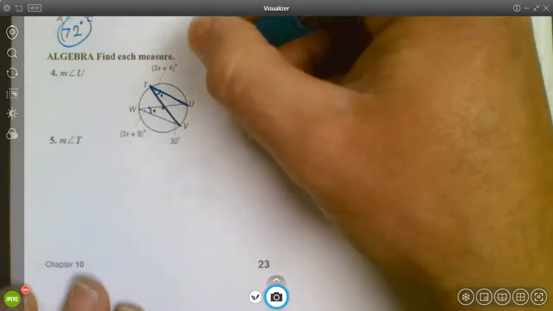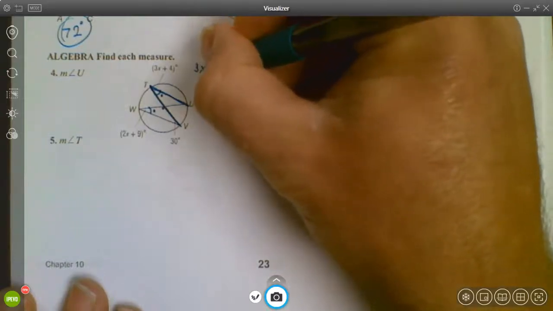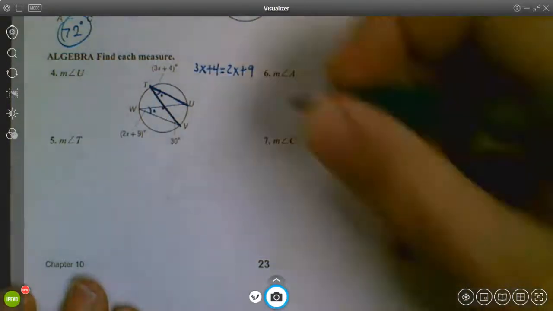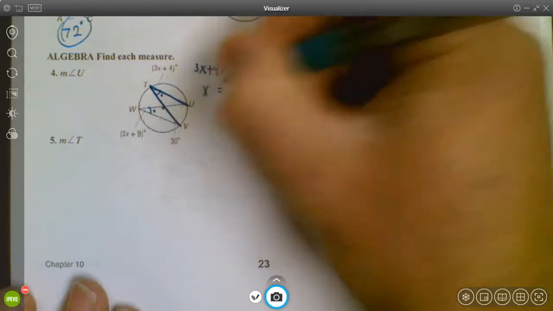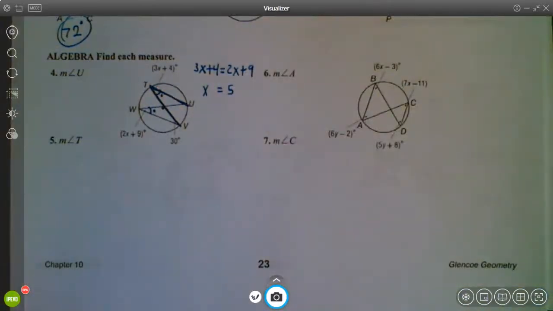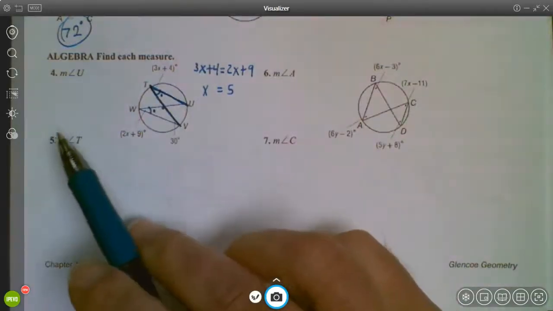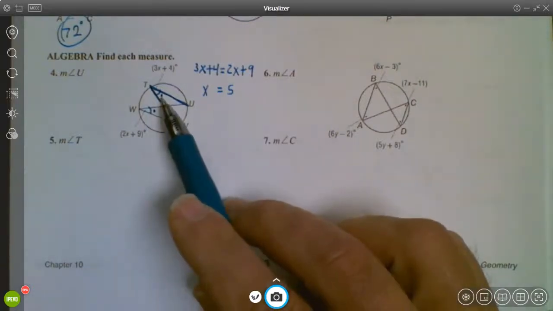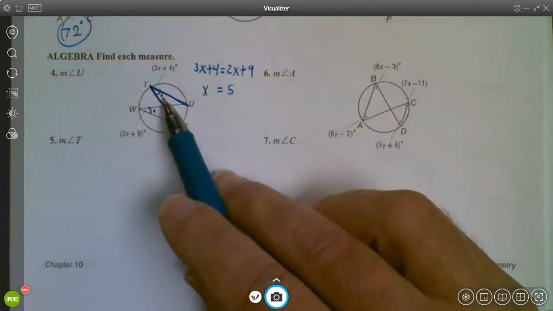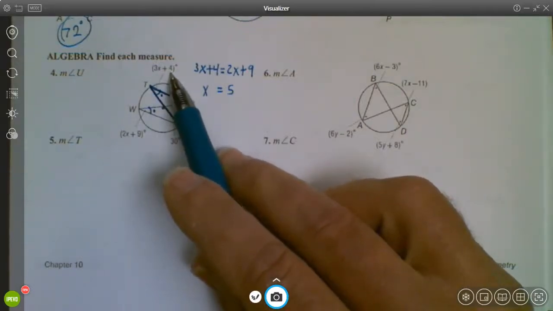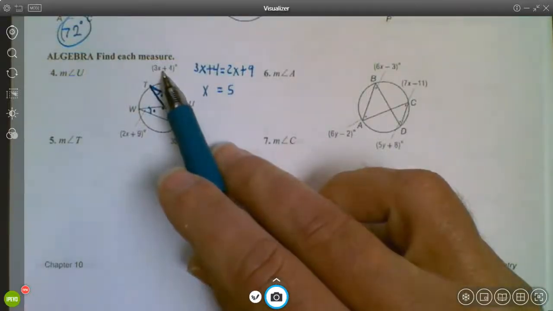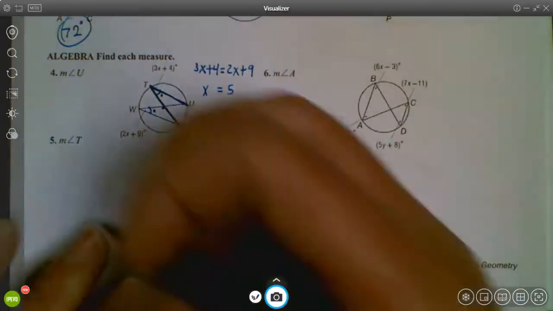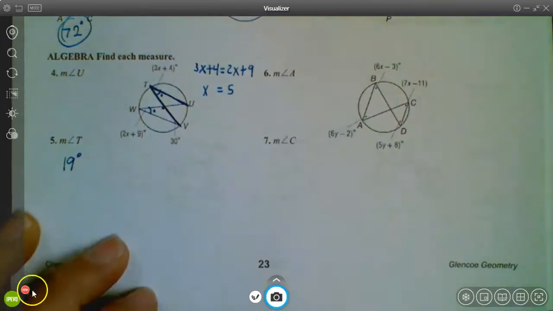So that tells me that 3x plus 4 must be equal to 2x plus 9. If we solve that, subtract 2x from both sides, and subtract 4 from both sides, we now know that x is 5. What is it that they're looking for? They want us to figure out the measure of angle U, which would be this guy right here. They also want us to figure out the measure of angle T. So let's look at that one for a minute. We know that T is 3x plus 4. We just figured out that x is 5. So what is 3 times 5 plus 4? 15 plus 4 would tell us that angle T is 19 degrees.